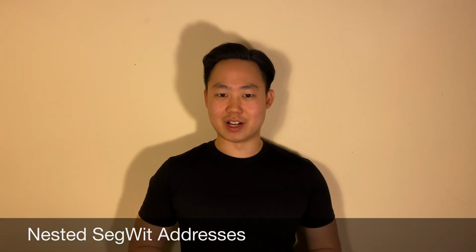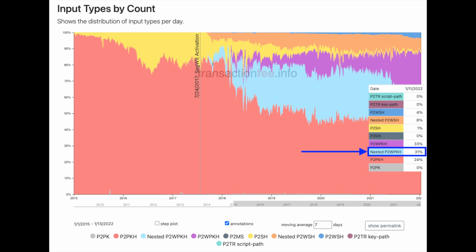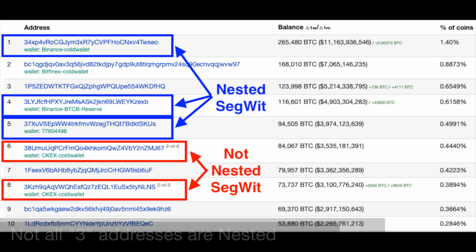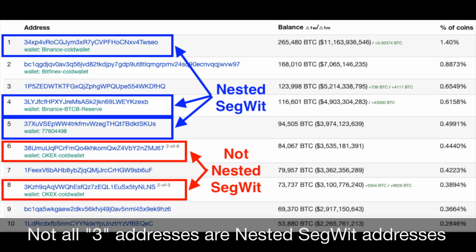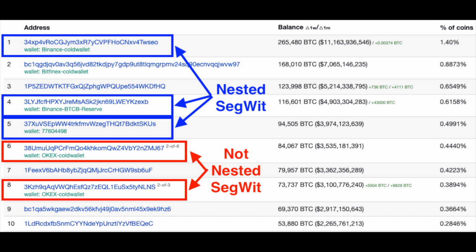3 addresses are commonly called nested SegWit addresses, and they're really popular, accounting for about a third of Bitcoin transactions on a daily basis. In fact, 3 of the top 10 richest Bitcoin addresses are nested SegWit addresses. So, why are they so popular, and what trade offs do they make?